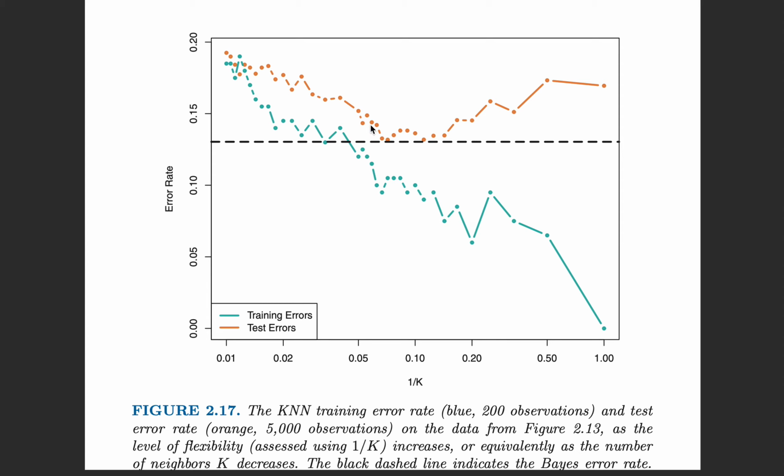The test error goes down and it goes up. And this is the right level of flexibility we are looking for, because it gives us the smallest error rate for new unseen data points. And it's actually as close as possible to the optimal lowest Bayes error rate.